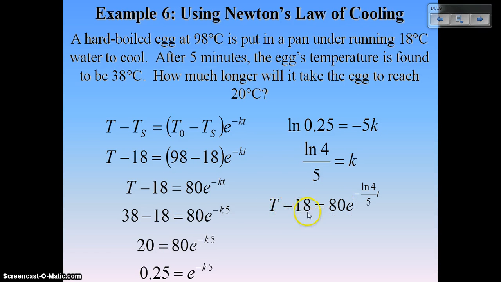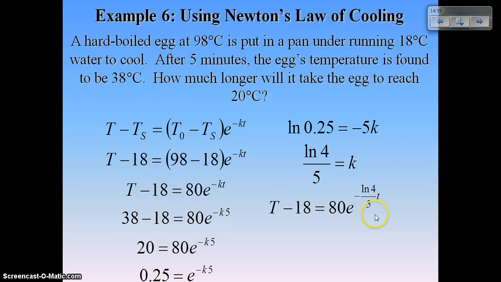So here now is my updated formula. T minus 18, the surrounding temperature, equals 80, which remember was the combination of starting and surrounding, times e to the KT, and there's our K value. If you're wondering perhaps where this negative came from here, it came from this negative right here. It's not that we just arbitrarily slapped one on, it's because of this negative here.